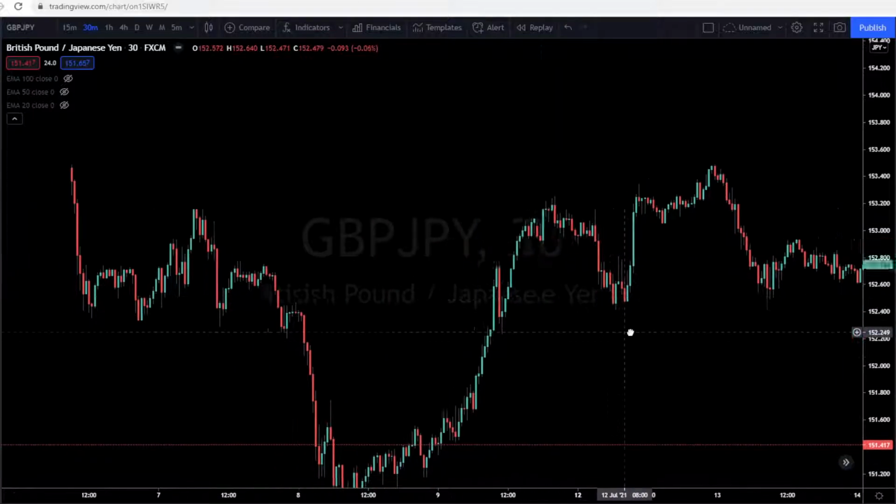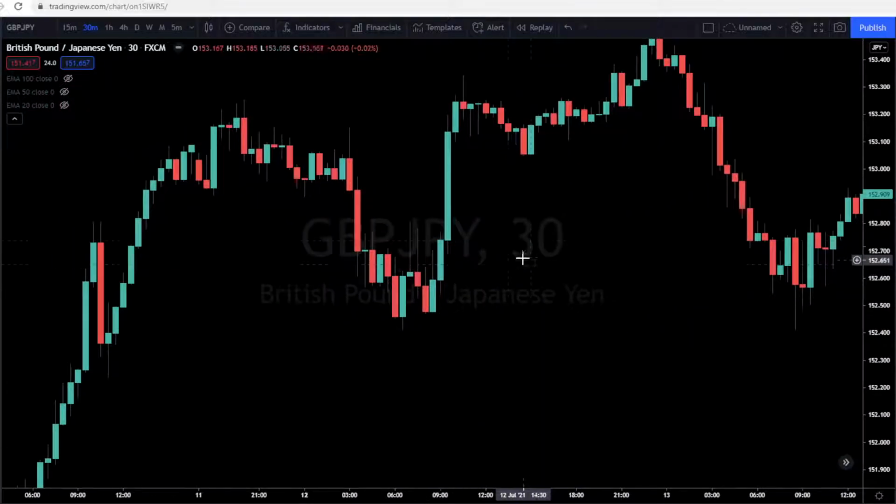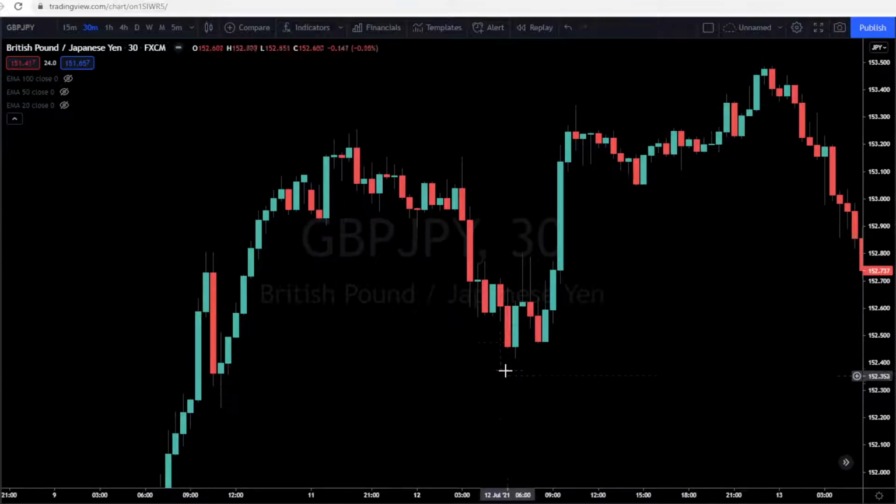Don't know. Oh, right here. Okay, so in this scenario, right, we had price come down here. We formed a support type of double bottom thing, right down here at this level.